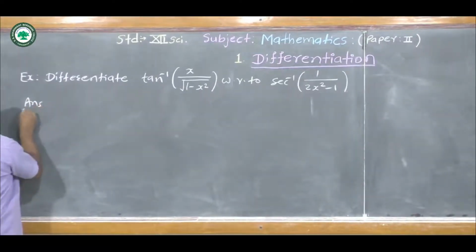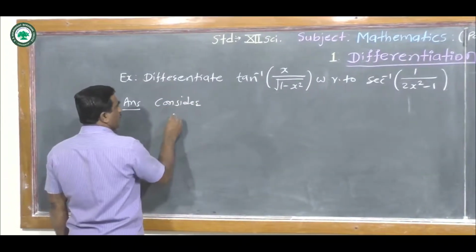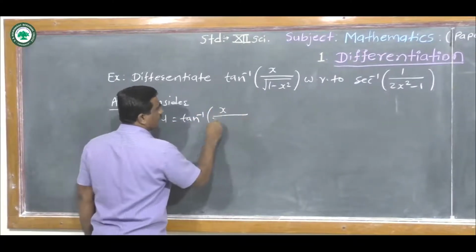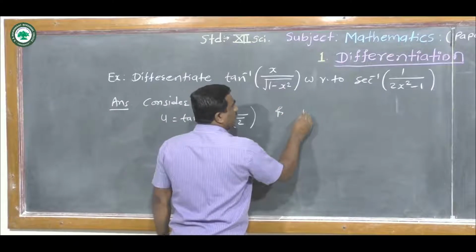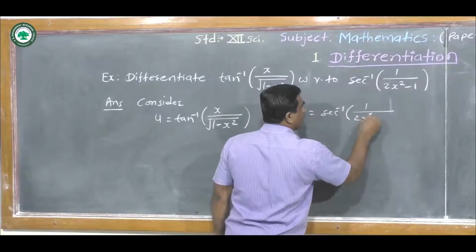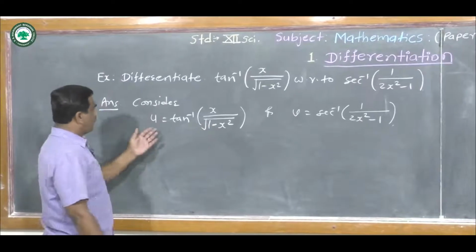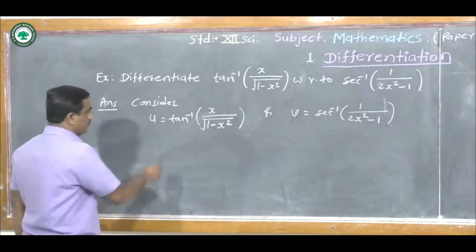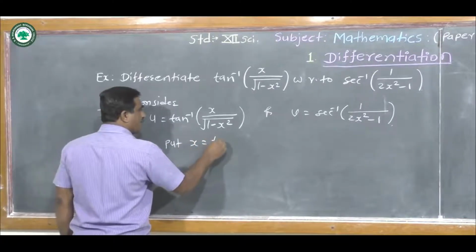Answer: consider u equal to tan inverse of x upon under root 1 minus x square and v is equal to sec inverse of 1 upon 2x square minus 1. Okay. Now we see first here u is equal to tan inverse of x upon under root 1 minus x square. Put x is equal to tan theta.